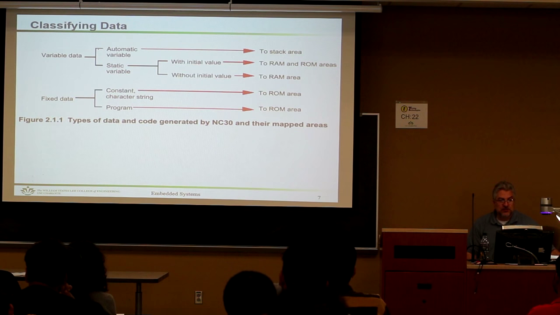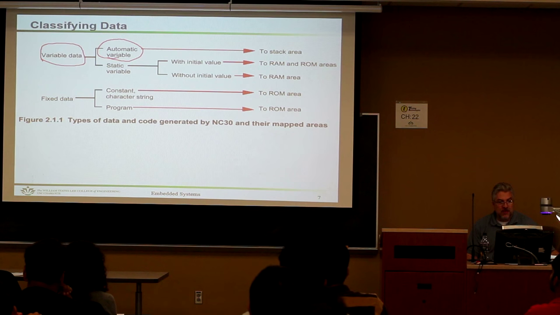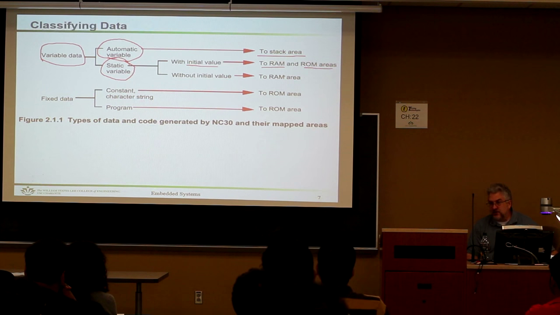We've visited this in the past, but as a reminder, if we have a variable, it could be what we call an automatic variable, and those are stored on the stack. Or we can have a static variable that starts with an initial value, and then it will be both in the RAM and the initial value will be in ROM. If it has no initial value, then it'll only appear in RAM. Static variables are those we often call global variables, available to all of the functions.